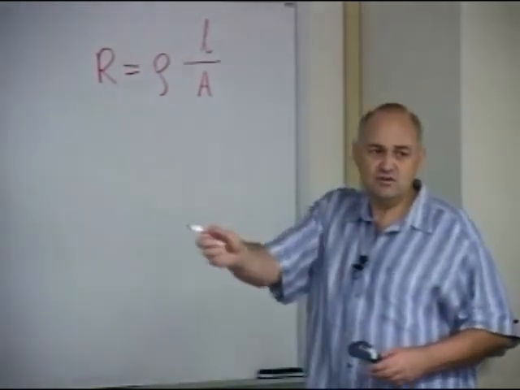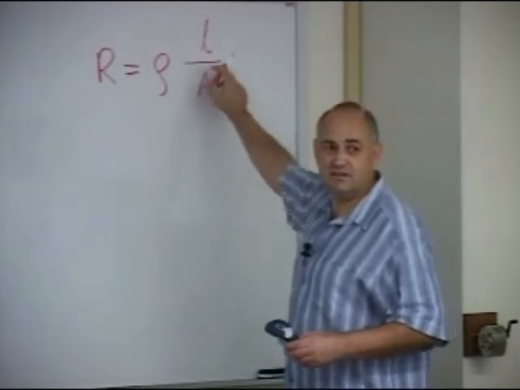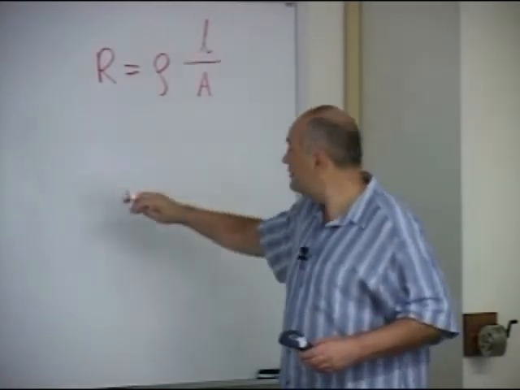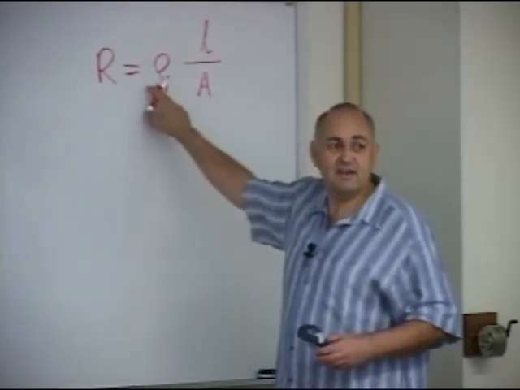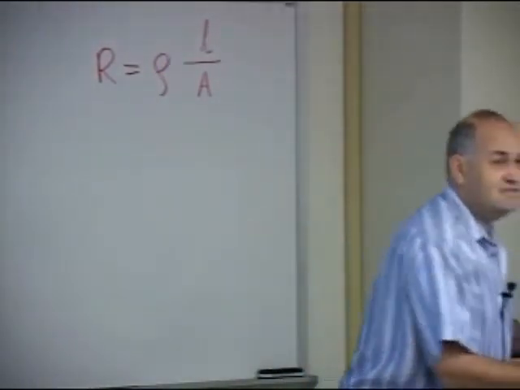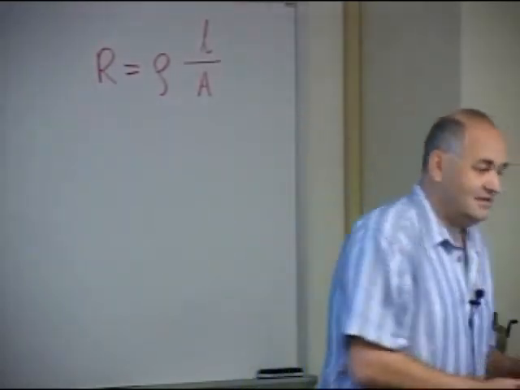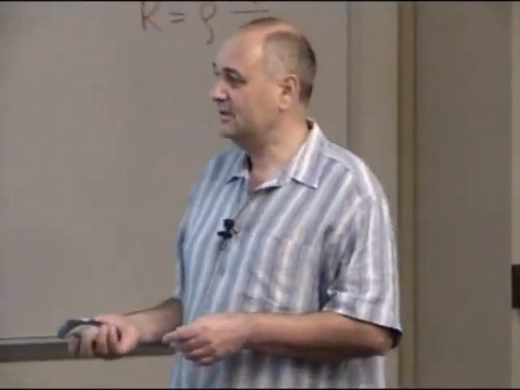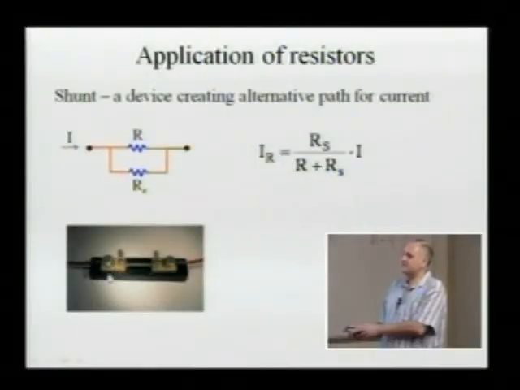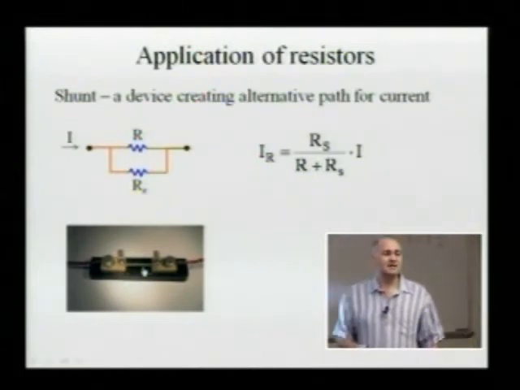Now that one is short and thick. Cross-sectional area is relatively large and it is short. And on top of it, we take a good conductor, which means that resistivity is small as well. And therefore, resistance of this shunt is probably a small fraction of an ohm.